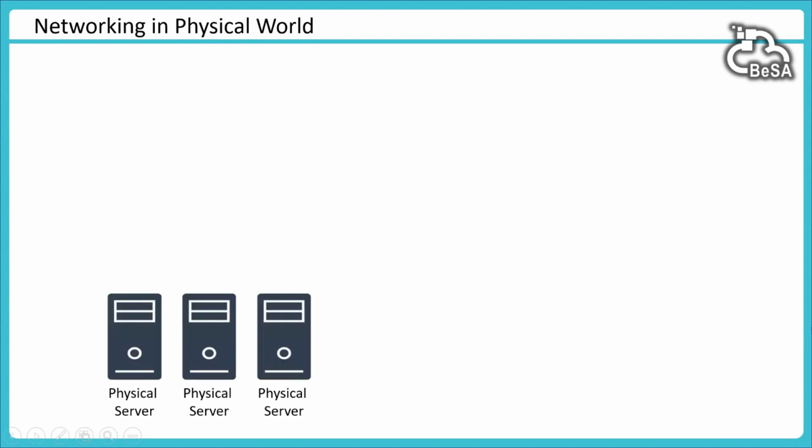Let's first talk about networking in the physical world. If we have to connect these services, I would have physical servers, and these physical servers have to talk to different servers altogether. For that, we would need some type of connectivity, and for that we would need a network interface card. You call it a LAN card, Ethernet card, or network interface card.